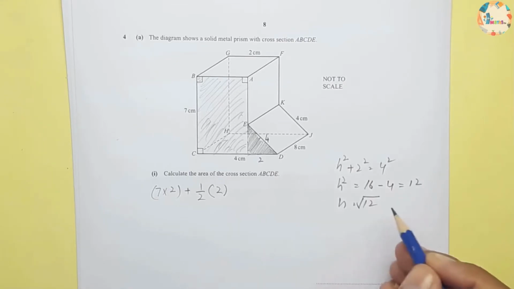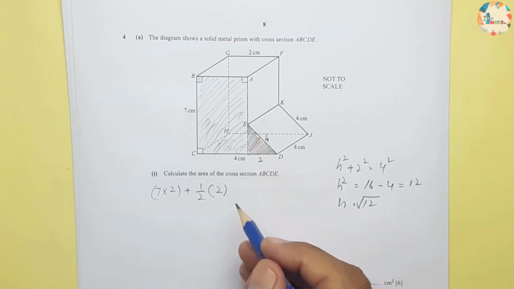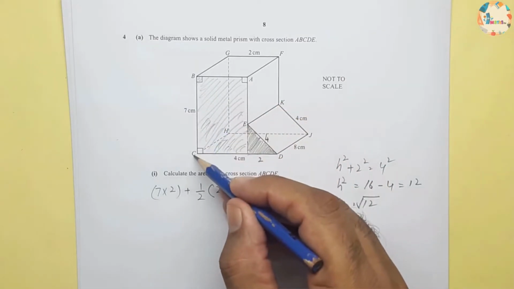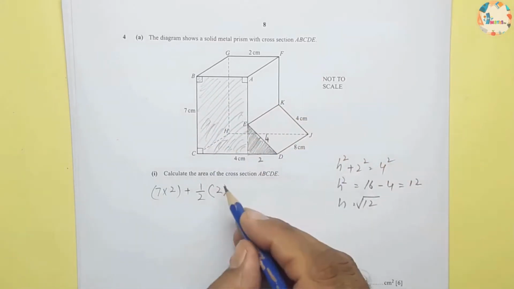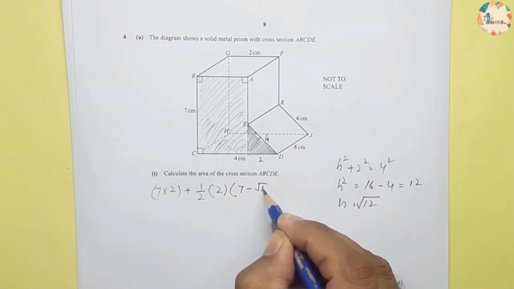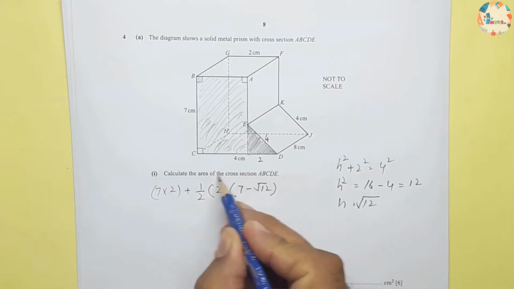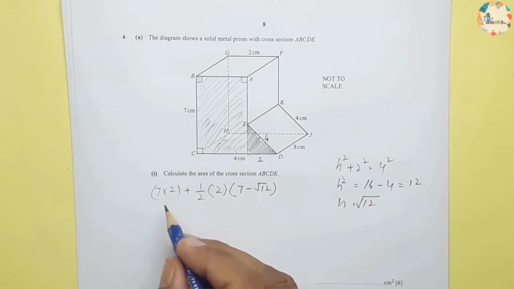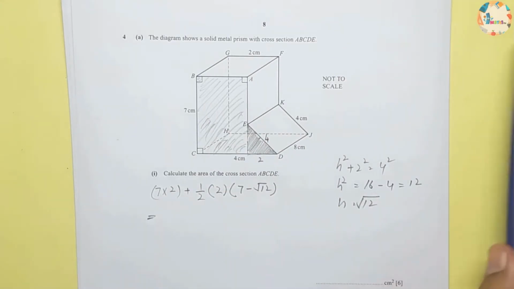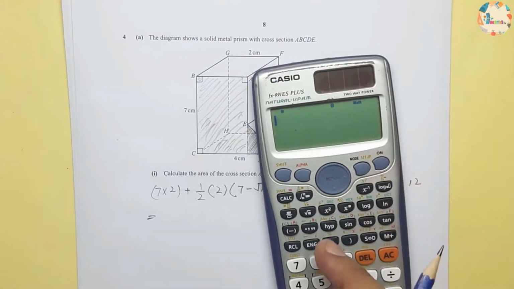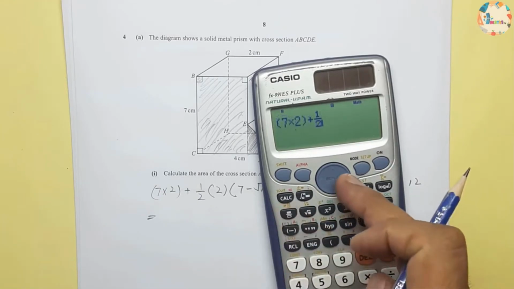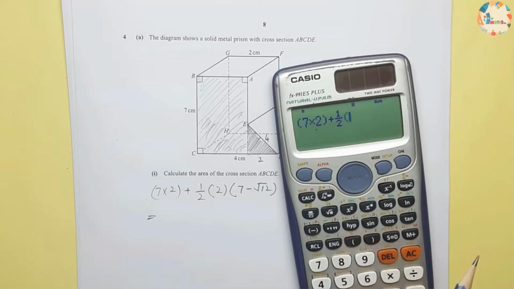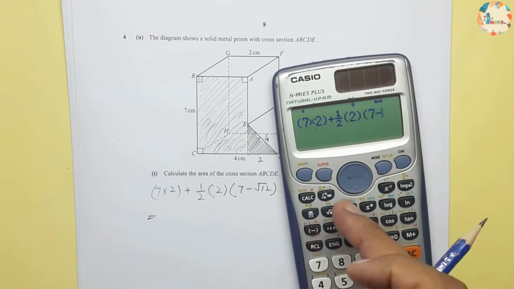Total length is 7 centimeters. So 7 minus this one, which is under root 12. So we can write 7 minus under root 12. So this will be the height of this darkly shaded triangle, and this will be the area of this rectangle. And we can calculate this. This will be 7 multiplied by 2 plus 1 divided by 2 into 2 and 7 minus under root 12.